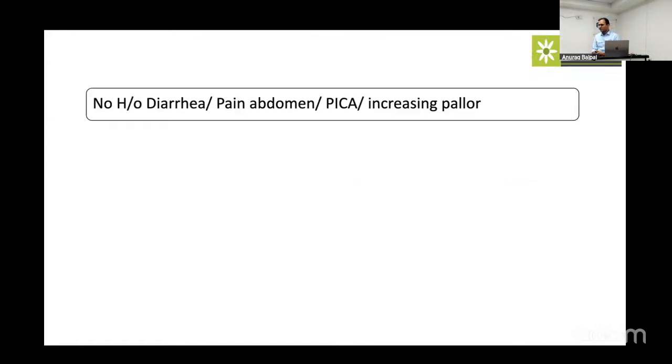So now, if you go from a different perspective, early onset rickets. What are the causes of early onset rickets?